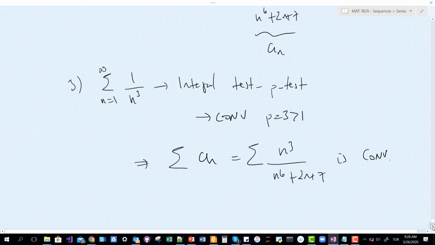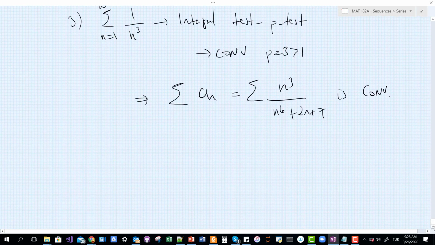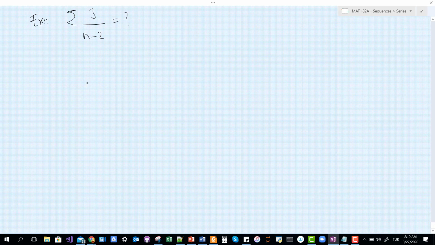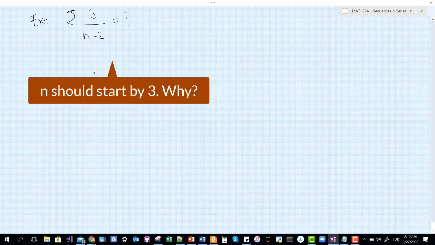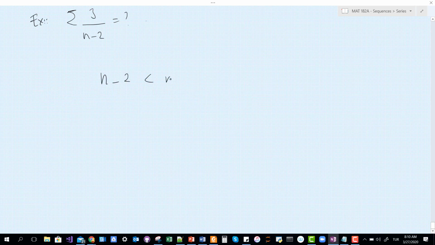Another example would be this: 3 over n minus 2. Let's look at the convergence using the comparison test. As we did in the previous example, we can start using the denominator. So the denominator is less than n, right? And I can flip this.